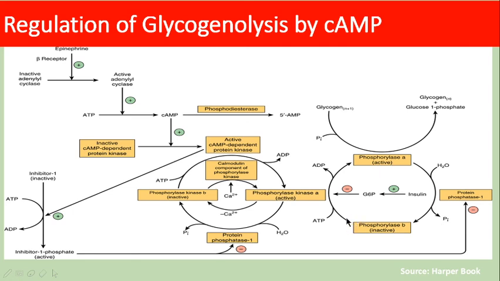So in the presence of insulin, the other form will be there. Protein phosphatase will be activated, which in turn converts the active form of phosphorylase into the inactive form. So in the presence of insulin, one reaction will be taking place. In the presence of epinephrine, the other form of enzyme will be activated.